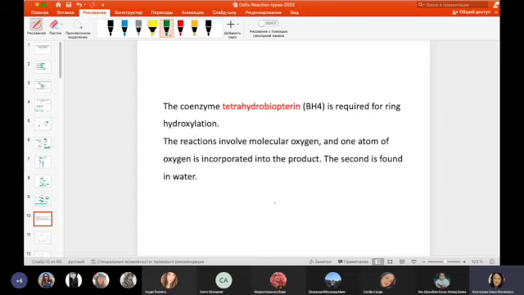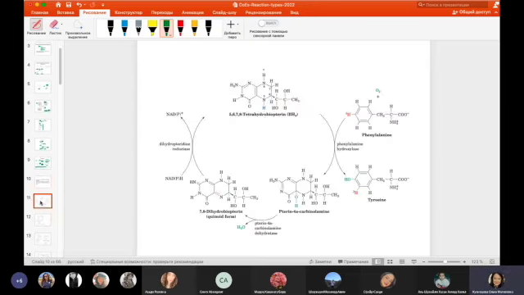Let's discuss one example. At the right, you can see the structure of phenylalanine. Phenylalanine is a proteinogenic amino acid. It is an essential amino acid. It cannot be synthesized in our cells. Hydroxylation of phenylalanine leads to formation of the non-essential amino acid tyrosine.